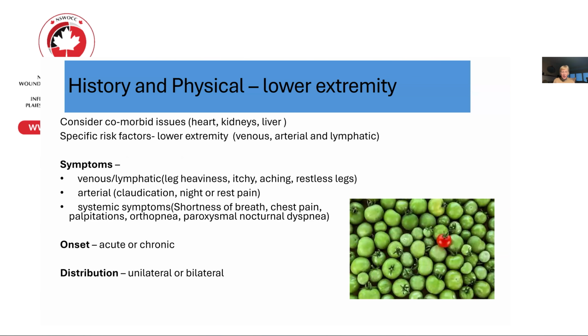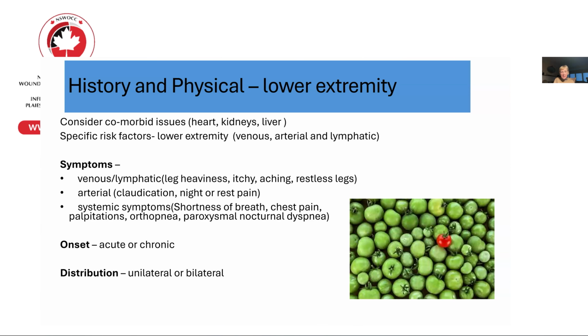So the history is really important. I think if you don't know what's going on by the time you take the history, it's tough to find out exactly what's going on. So remember the comorbidities, think of the heart, kidneys, liver, and then the specific risk factors in the lower extremity for both venous and lymphatic, and also always consider the arterial. Dr. Sibbald and I have a talk coming up specifically on arterial and diabetes soon, so we'll delve into that a little bit more in detail.